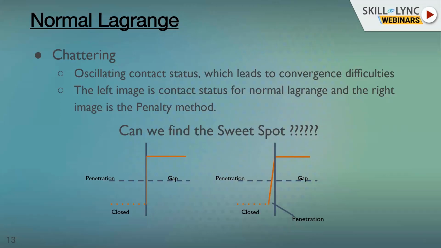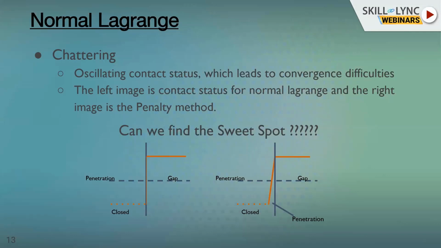We have seen the penalty method also. The right figure over here is a penalty method. It allows some penetration. It doesn't consider the contact boundary as very rigid. It allows some penetration and it solves, like, yeah, it is fine. If there is some penetration, it is fine. I'm getting a solution, right?